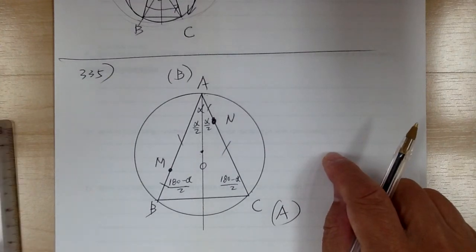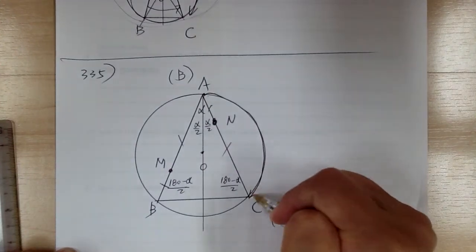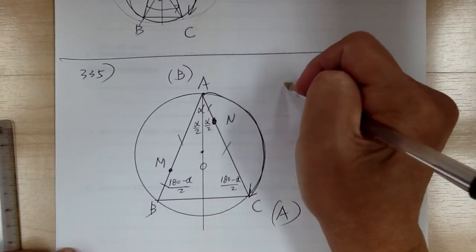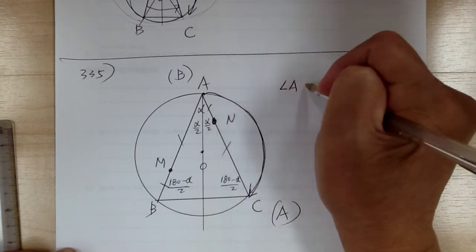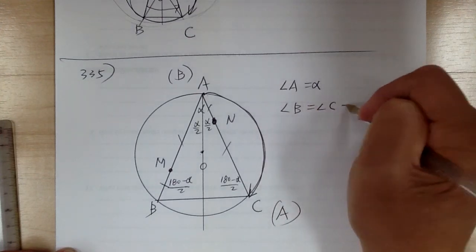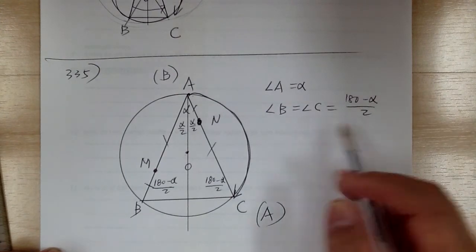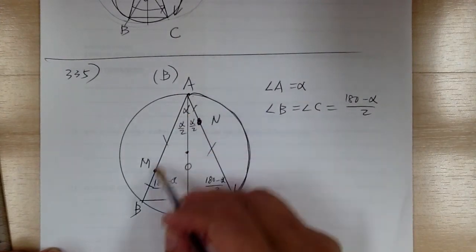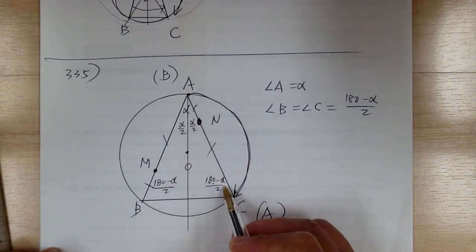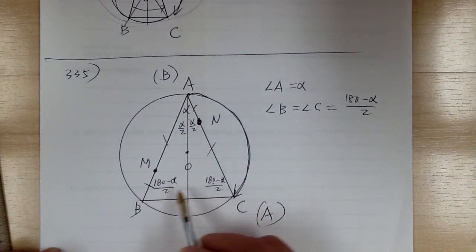It's actually fairly easy, because you have to rotate from A to C. Angle A is equal to alpha, and angle B equals angle C equals (180 minus alpha) over 2, because the sum of the three angles has to equal 180. So 180 minus that angle, divided by 2, is how you get each of these angles.